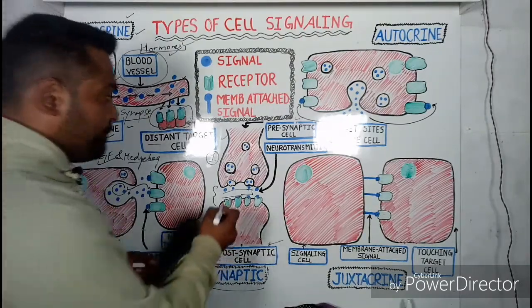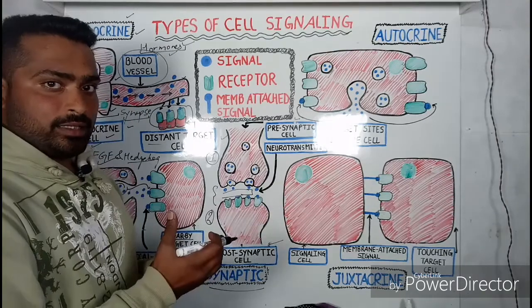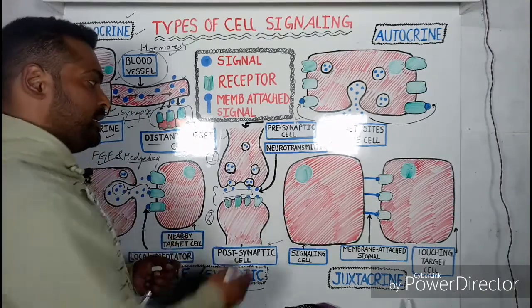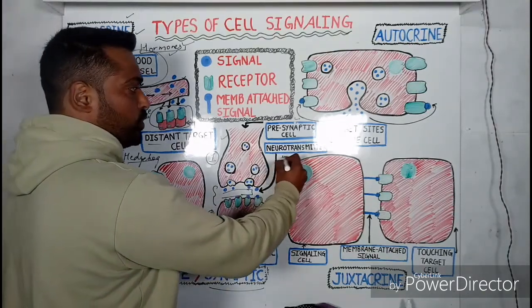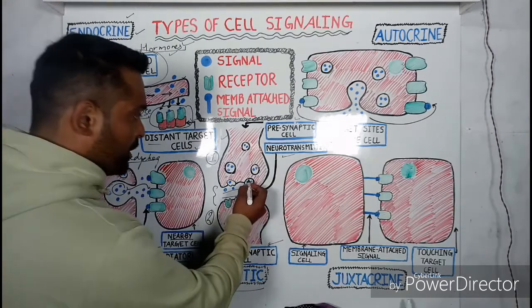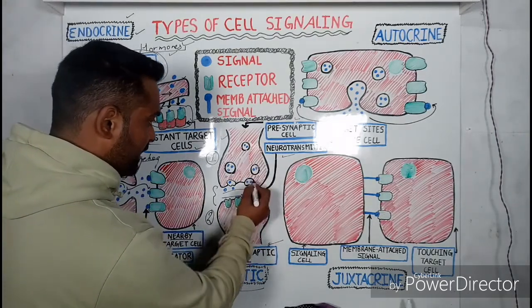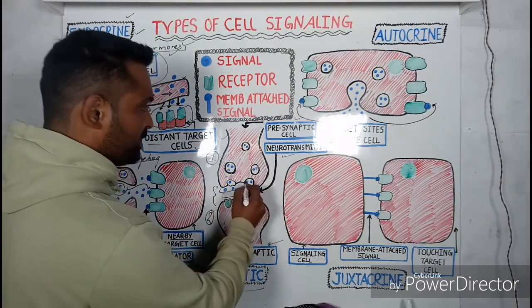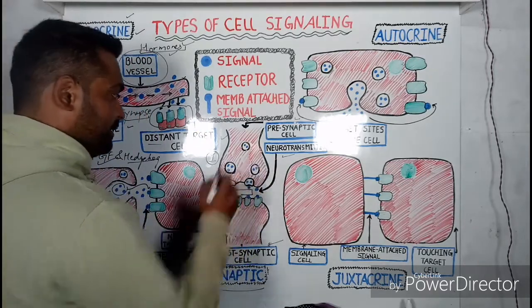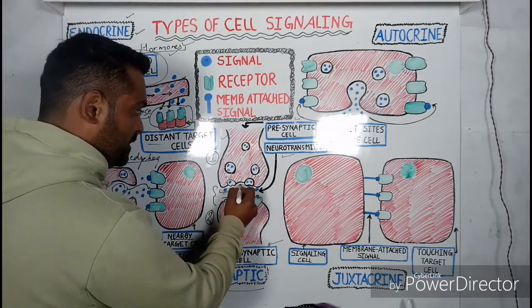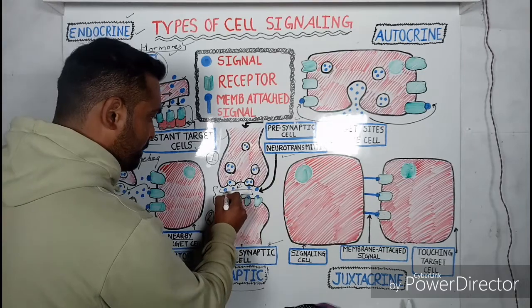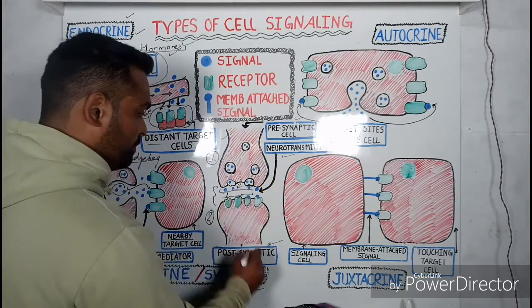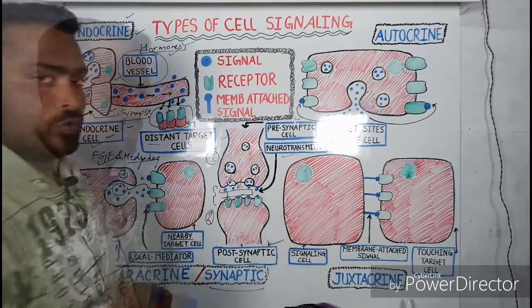Okay, and the molecules which are synthesized here, the signaling molecules, are called neurotransmitters. So neurotransmitters are here in the synapse. After they are synthesized in the cell, they come out of the cell, then they bind to the receptors which are present on the postsynaptic neuron.